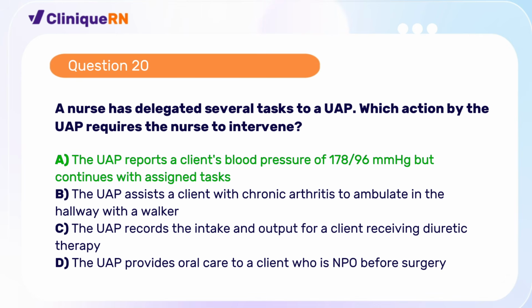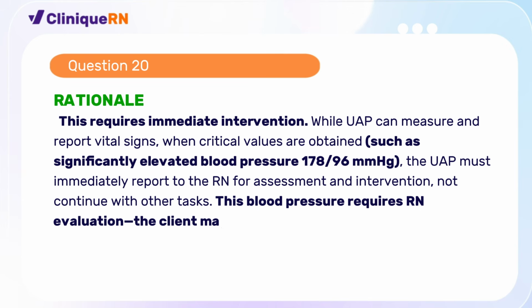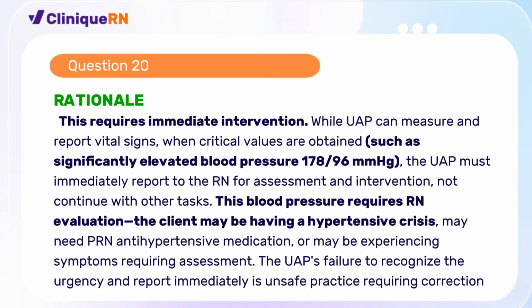The correct answer is A. The UAP reports a client's blood pressure of 178/96 millimeters of mercury but continues with assigned tasks. Rationale. This requires immediate intervention. While UAP can measure and report vital signs, when critical values are obtained, such as significantly elevated blood pressure, 178/96, the UAP must immediately report to the RN for assessment and intervention, not continue with other tasks.